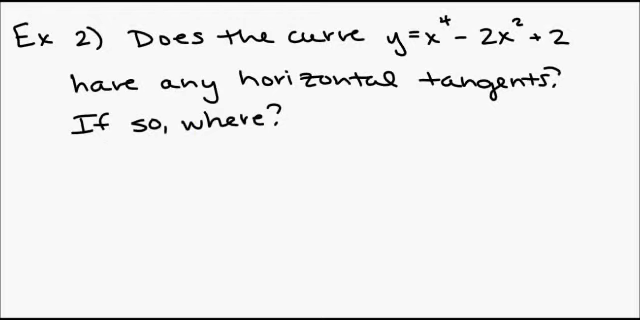Example 2. Does the curve y equals x to the 4th minus 2x squared plus 2 have any horizontal tangents? If so, where? A horizontal tangent is going to be any place where dy dx, so the slope of the line, is equal to 0. Slope of the tangent line is equal to 0. dy dx equals 0.